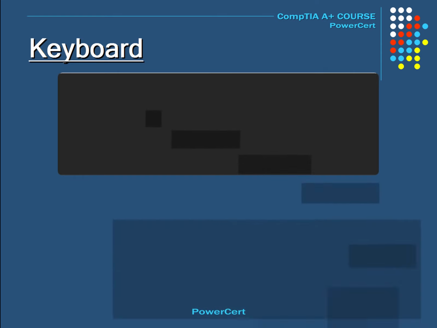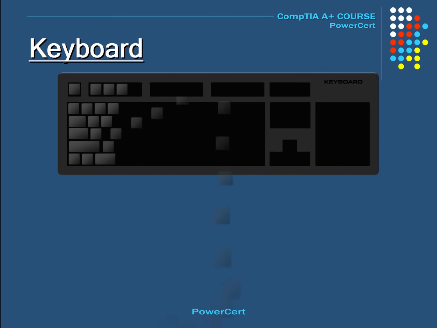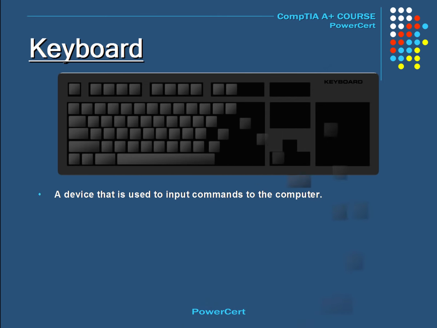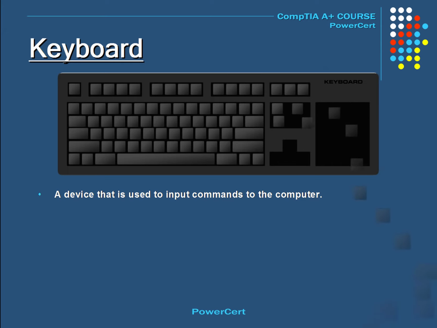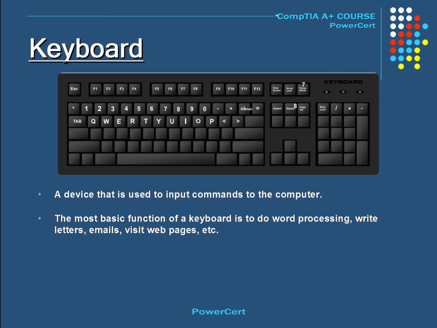One of the most basic input devices on a computer is a keyboard. A keyboard is a device that is used to input commands to the computer. It has keys that are made up of alphabets, numbers, and symbols that you can press with your fingers. The most basic function of a keyboard is to do things like word processing, write letters, emails, visit web pages, and so on.